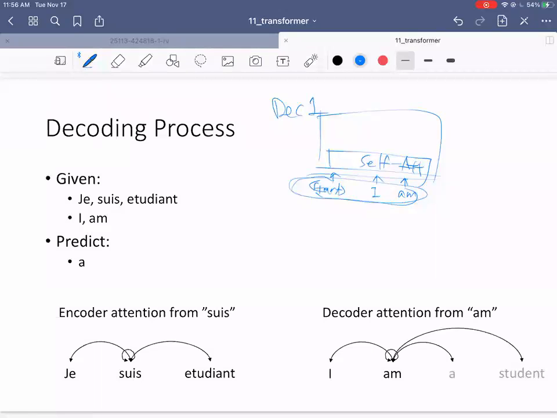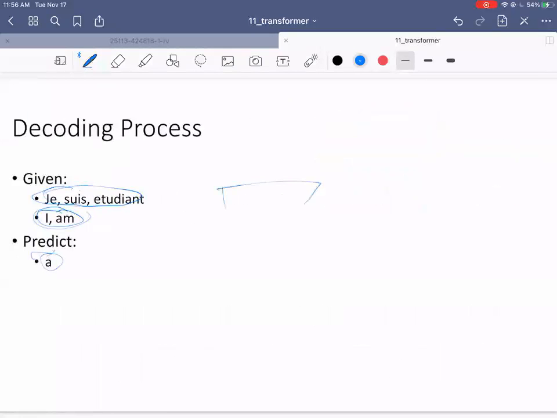So when you're training your transformer encoder-decoder, you put all the English words in at the same time. You put the entire ground truth English words into the transformer, just like in RNN days.